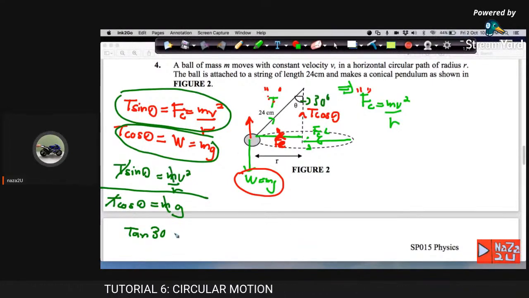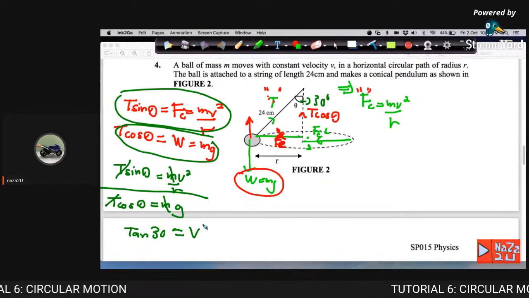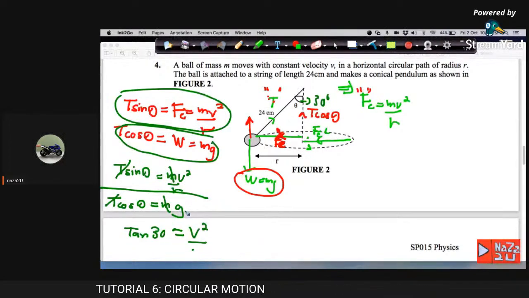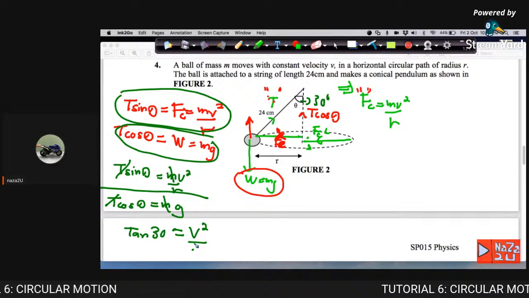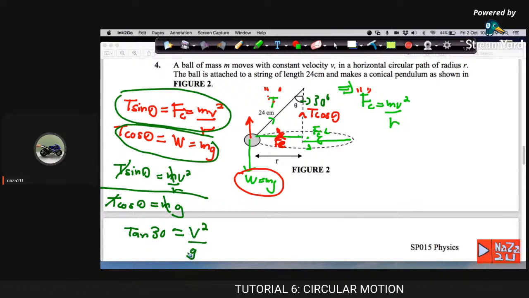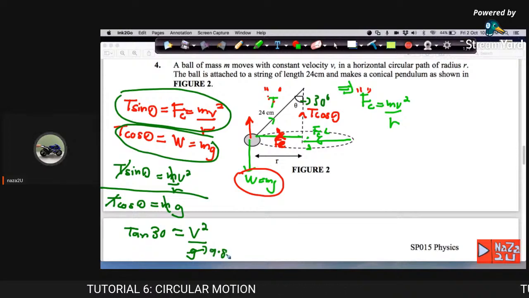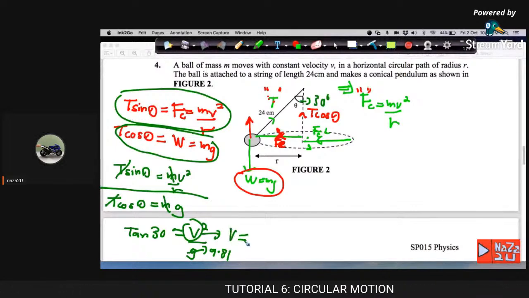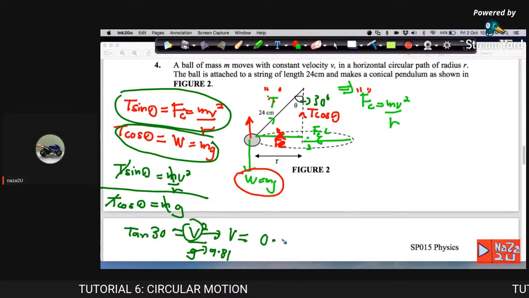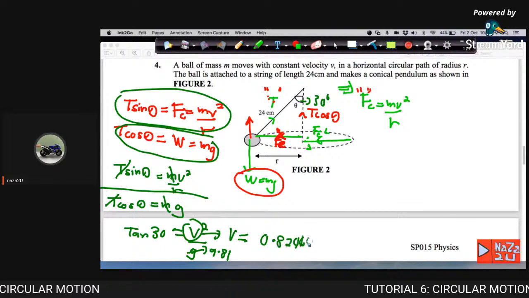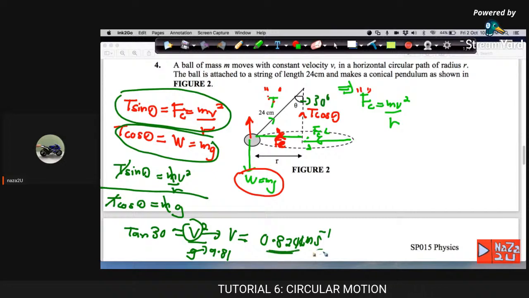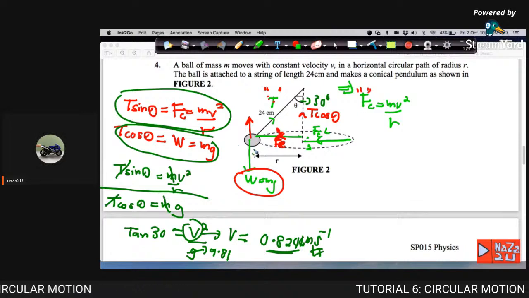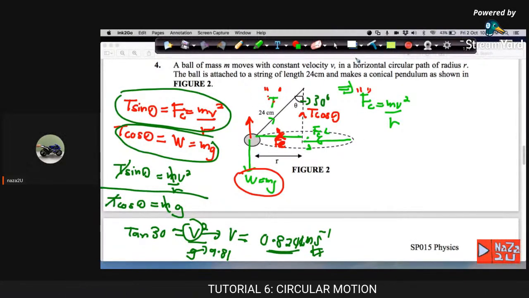And the mass can cancel, and V here, memang kita nak cari V kan, and the G is equal to 9.81. So you can find the value of V here. If you use the calculator, the value of V is equal to 0.8244 meter per second. So that is the answer, the speed of the pendulum when it starts moving in a circular motion or circular path, right?